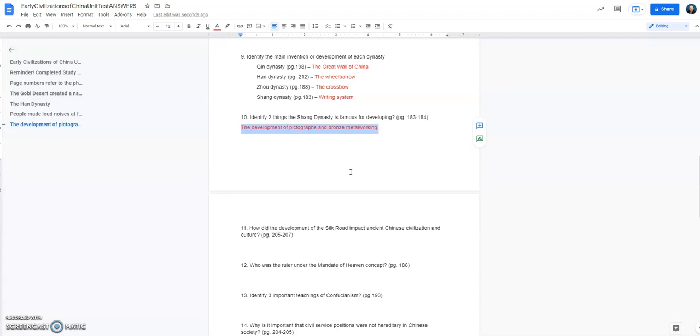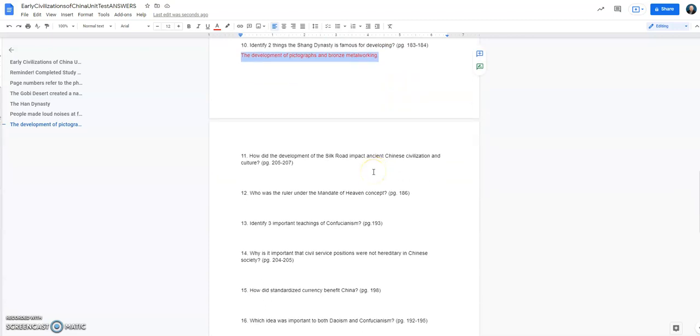And then bronze metalworking. Bronze is a type of metal, very strong metal. They developed it, and yeah, that was kind of their legacy, right? The Qing dynasty developed the pictographs, this new form of picture writing, and then bronze metalworking, a new kind of metal. Question number 11. How did the development of the Silk Road impact Chinese civilization and culture?